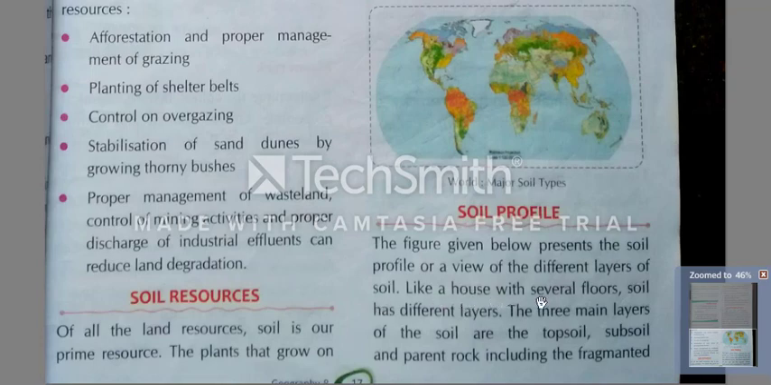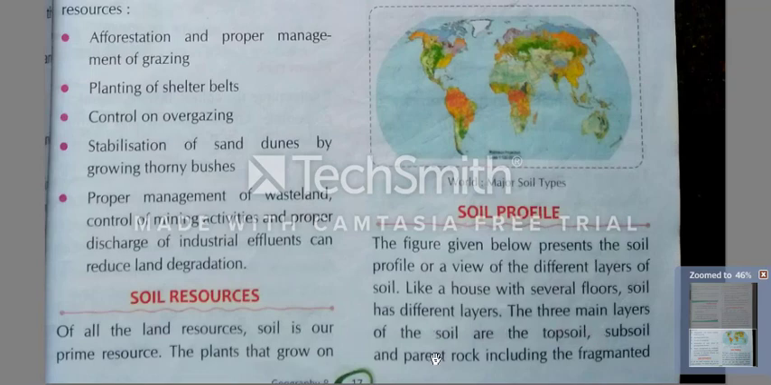Like a house with several floors, soil has different layers. When you see the construction of the floor of your house, you will see that on the floor there are many types of layers. The same thing happens here, that like a house with several floors, soil has different layers.